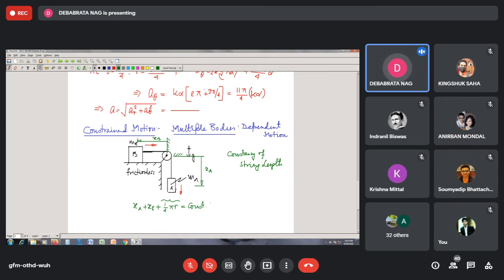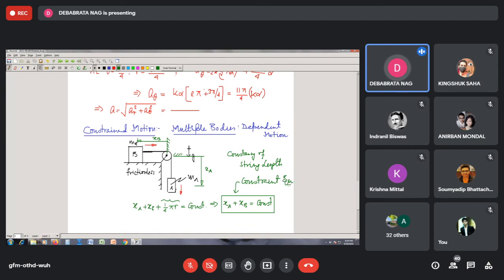So as a result, for us, neglecting that small portion of the string which may be wrapped around the pulley, which is again going to be constant because of the constant radius of the pulley, ultimately we can say that this XA plus XB is going to be equal to constant. So this relationship, that XA plus XB is constant, is called our constraint relation. We call this the constraint equation.